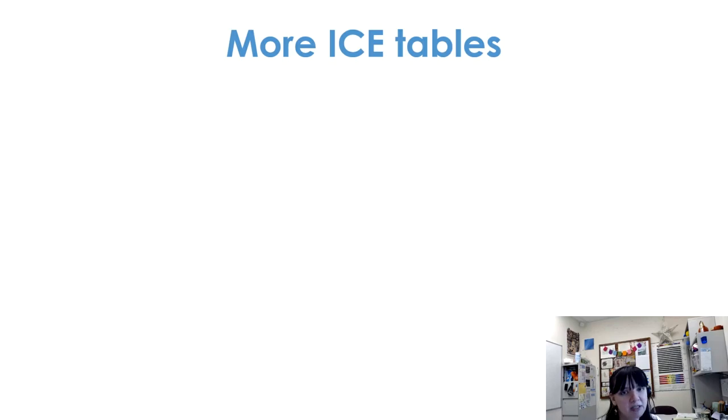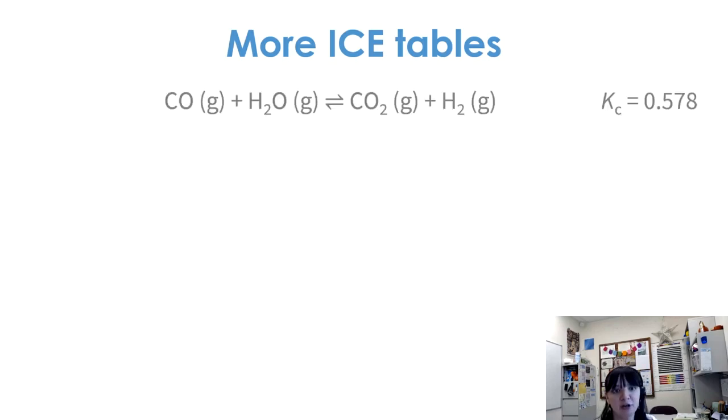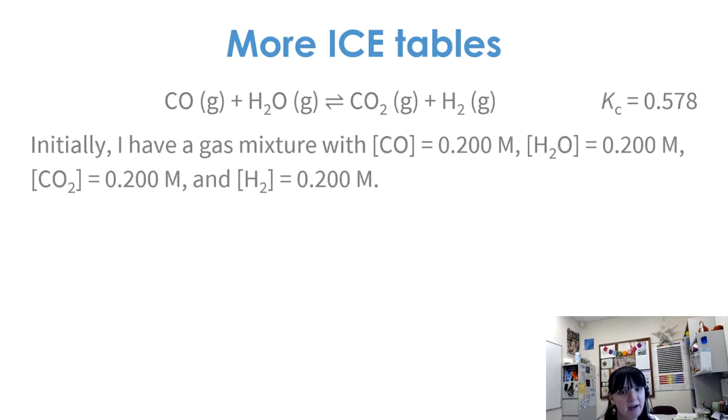So this time I want us to consider this reaction of carbon monoxide and water vapor producing carbon dioxide and hydrogen gas. This has a Kc constant of 0.578. And let's say initially I have a mixture of all of these gases. So not just one gas and then seeing how it changes. Here I have a gas mixture which is 0.200 molar in carbon monoxide, in water vapor, in carbon dioxide, and in hydrogen. All of these concentrations are going to initially be the same.